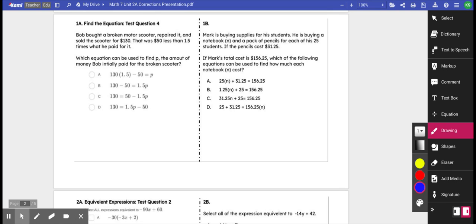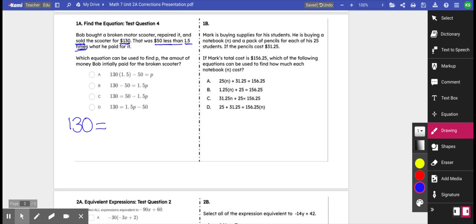So Bob bought a broken motor scooter, repaired it, and sold the scooter. So he sold the scooter for $130. That was 50 less than 1.5 times what he paid for it. Which equation can be used to find P, the amount of money which Bob initially paid for the broken scooter? So we know the total is going to be what he sold it for. And in this case, the total is 130. So we know it's going to equal 130.